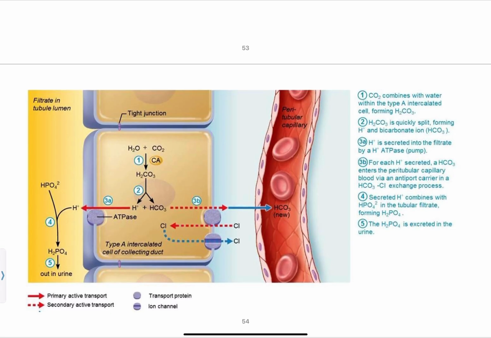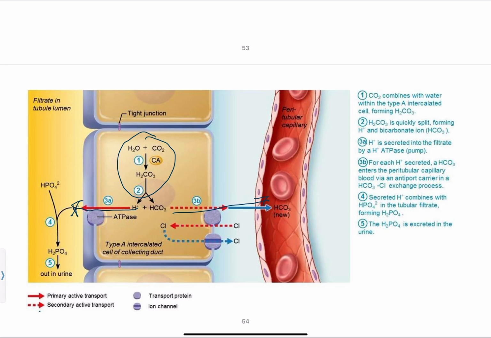So here's what it's showing you here. We have water and carbon dioxide that's forming. Right here, we have carbonic anhydrase that's coming in. Then we are going to form carbonic acid, which is going to split into bicarbonate ions, which are going to shift and go into the blood. And if we look at the hydrogen ion, it's going to go out into our filtrate and combine with hydrogen phosphate to form dihydrogen phosphate that's eventually going to be eliminated from our body.